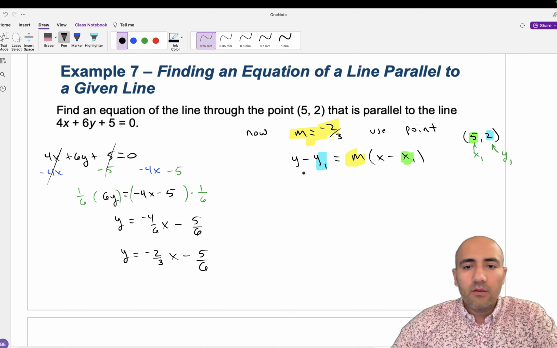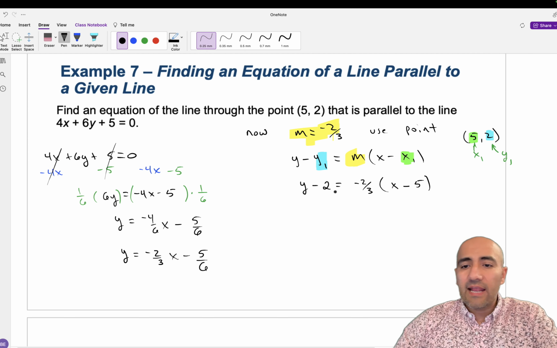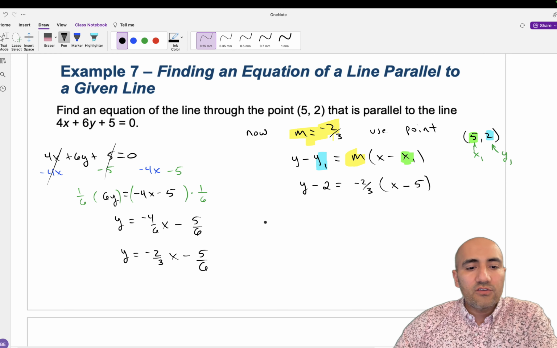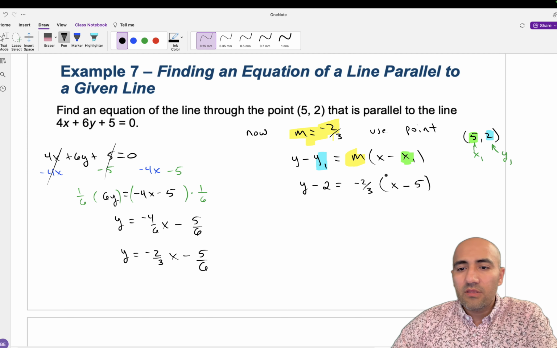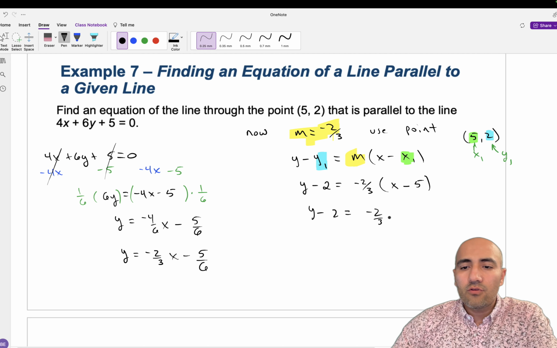Okay, so let's plug them in, and we get y minus 2 equals negative 2/3 times (x minus 5). Again, I can type this into Desmos, and it would graph exactly what we want. But usually we like to simplify things, so let's put it back into the slope-intercept form. So let's distribute this fraction. We get y minus 2 equals negative 2/3 x plus 10 over 3. So negative 2/3 times negative 5 gives you positive 10/3.